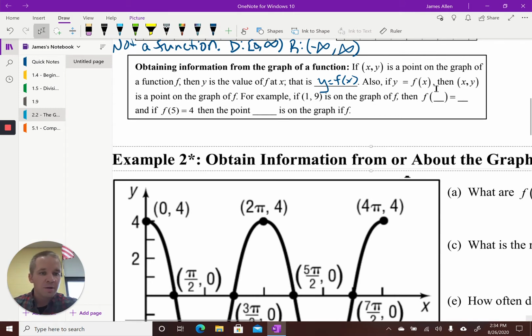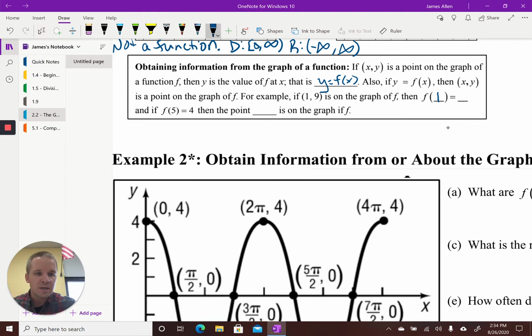Also, if y equals f of x, then x comma y is a point on the graph of f. For example, we'll go into numbers here. Numbers usually help make sense. If 1 comma 9 is on the graph, then f of 1 is equal to 9. This is like a fancy pre-calc way of writing an ordered pair, all right? So you do need to be familiar with that. And if f of 5 equals 4, then the point 5 comma 4 is on the graph of f, okay? There might be a couple typos here and there. I found one earlier. All right, cool.